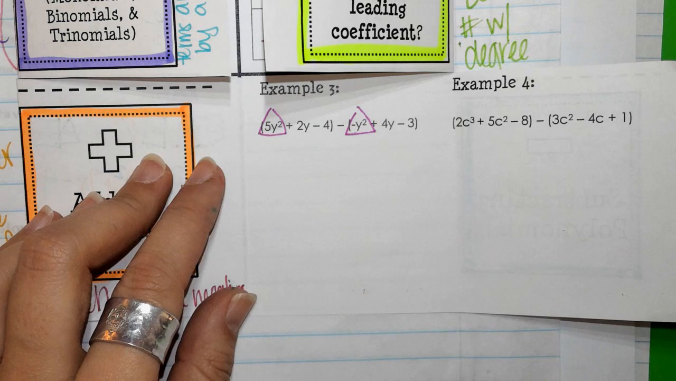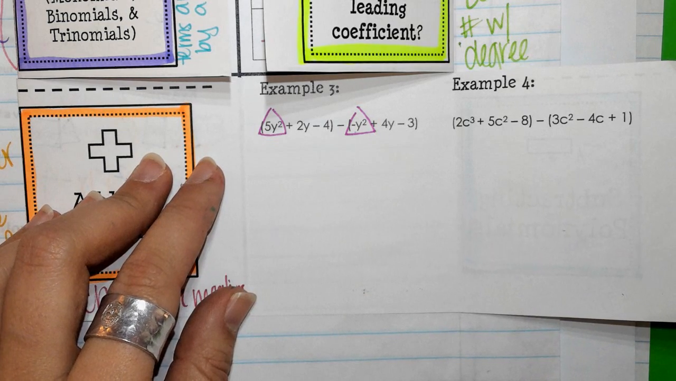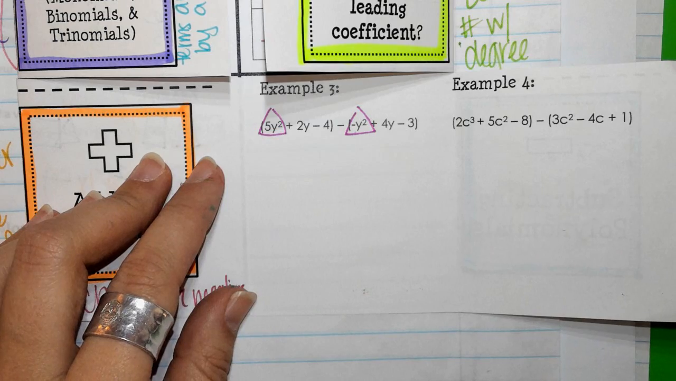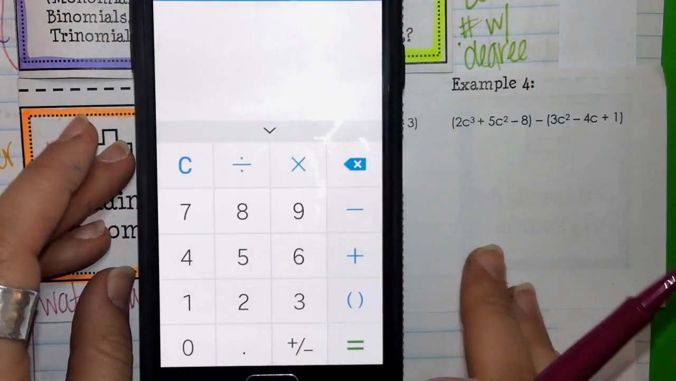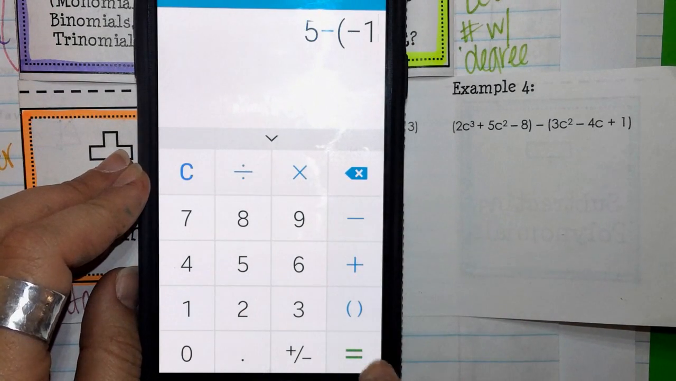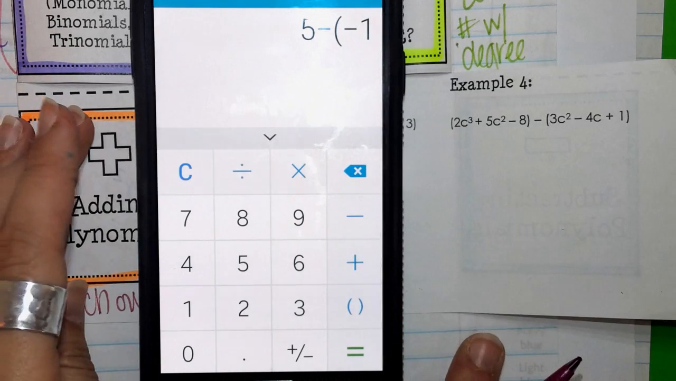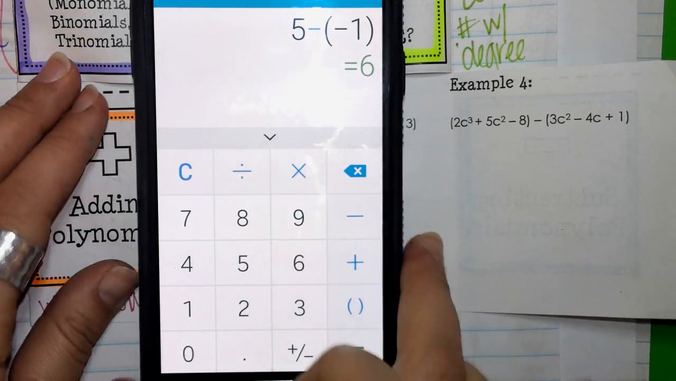Okay, so again, this is the calculator thing. Let me show you this trick I learned. We ready? Alright, so it's 5 minus a negative 1. Okay, you see how I plugged that in? That's how we use a calculator. And we get, what does that equal?